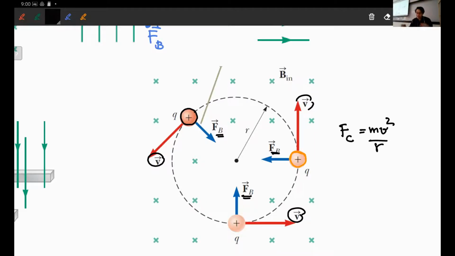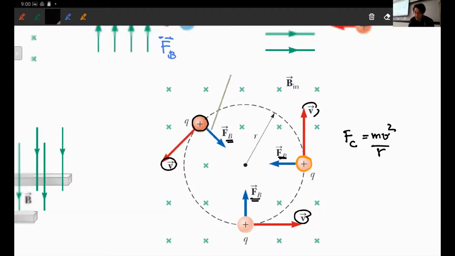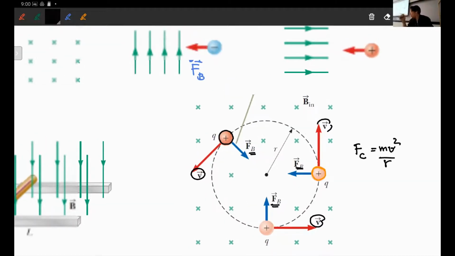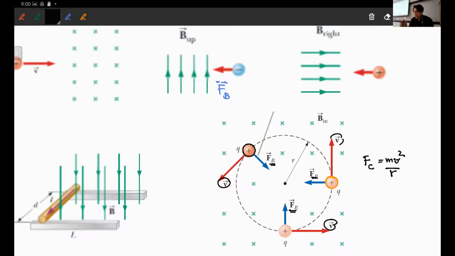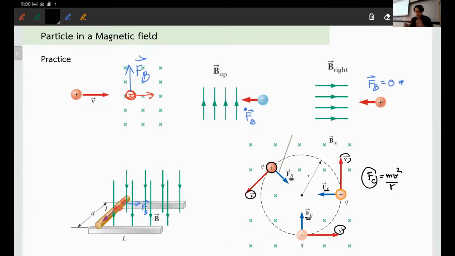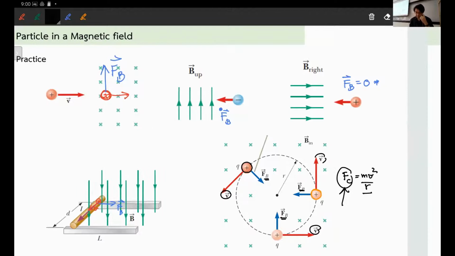So from that, if I know how to calculate the magnitude of the magnetic force, I will be able to give you the relationship between the radius of the circle, the velocity, the mass, all this stuff. And that's what we're about to do right here. We have already known how to determine the directions. Now the last business is the magnitude of this force. Okay. All right. Here we go.